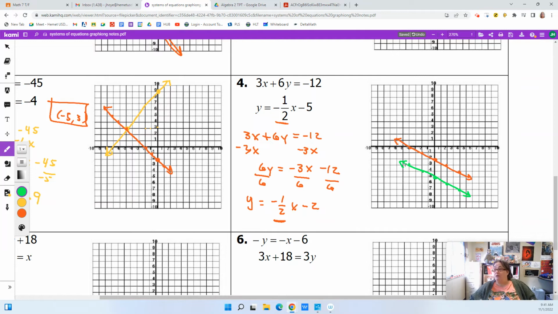If their slopes are equal, that means the signs have to be equal. It can't be 1 half and negative 1 half. They both have to be negative 1 half. We know that these lines are never going to intersect. So in this case, we'd graph it, but we'd say there's no solution, right?